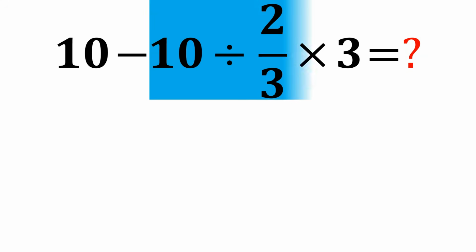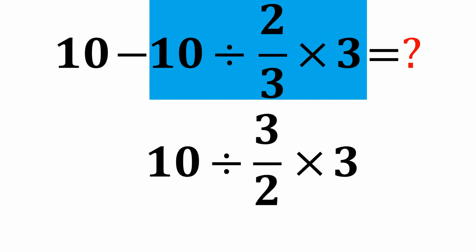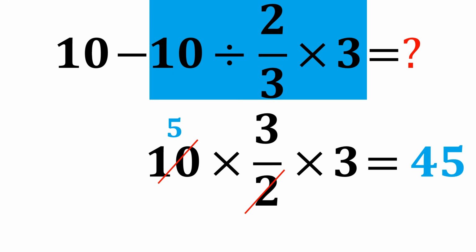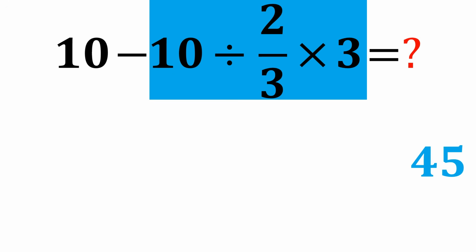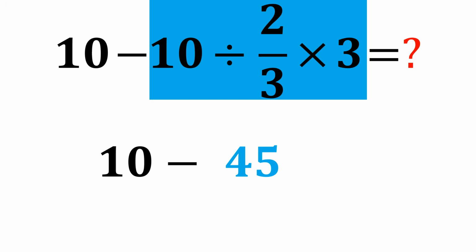10 divided by 2/3 with KFC becomes 10 times 3/2, which is 15. Now, 10 and 2 simplify, leaving us with 5. Then, 5 times 3 gives us 45. So, the result of this blue section is 45. Finally, the expression becomes 10 minus 45, which equals negative 35. Just like that, the answer is a negative number. See how skipping one tiny priority changes everything.